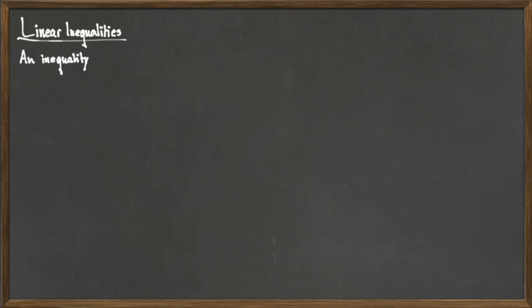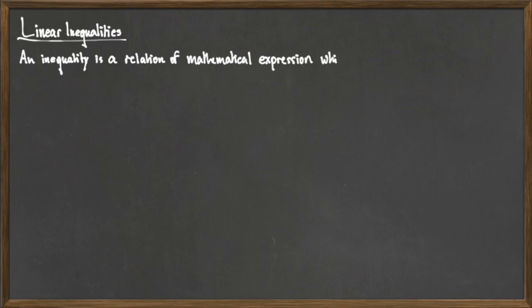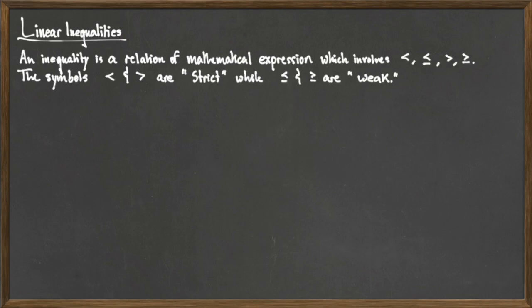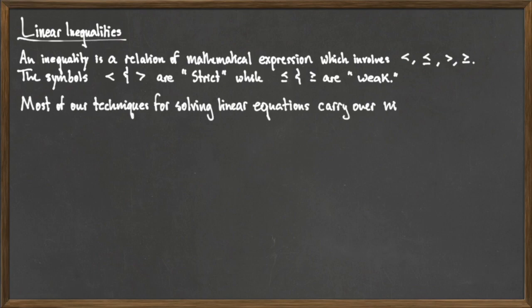So first and foremost, an inequality is a relation of a mathematical expression which involves one of the symbols less than, less than or equal to, greater than, or greater than or equal to. To be specific, the symbols less than or greater than, we call those strict inequalities, while less than or equal to or greater than or equal to are weak inequalities. The nice thing about this section is a lot of our strategies for solving linear equations carry over into linear inequalities. We pretty much just have two main differences.